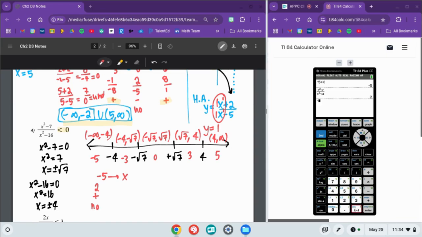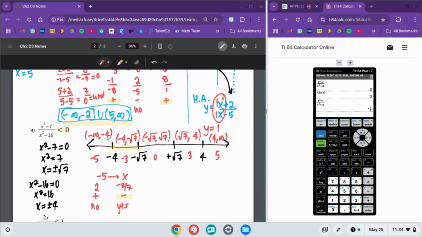All right, now let's try -3. I'm going to store that in for x. And then I don't even need to retype my expression again. I can just plug the new value for x into the expression. If I go with my up arrow and grab the expression that I want, it tells me that I get -2/7. And that's negative, so that's a yes. That's part of my solution set. So I will highlight that part of the number line.